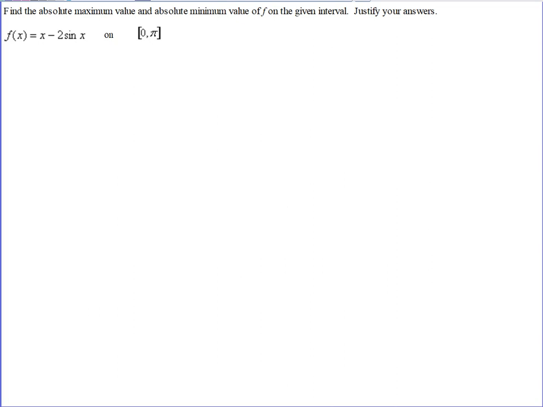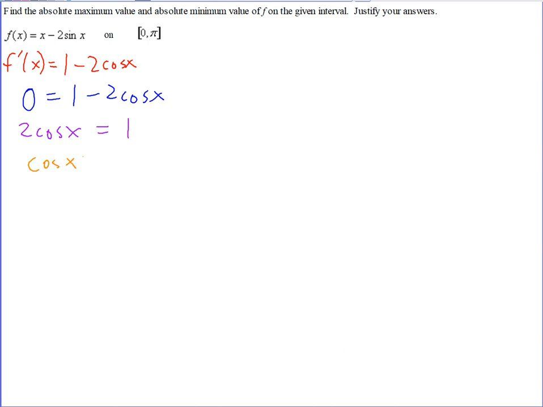So let's start by taking the derivative. The derivative of x is 1, the derivative of sine is cosine, the negative 3 just stays out in front. And then we set that equal to 0 to find our critical numbers. Here you can add the 2 cosine x over here, and then divide by 2, and then we can see what cosine x is, and we can draw this.